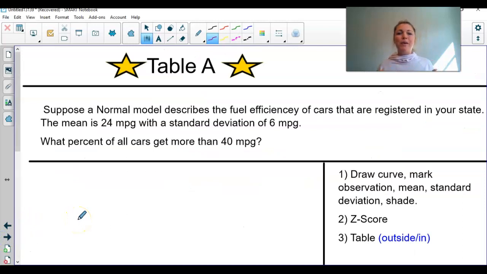Okay. Now we're wondering what percent of all cars get more than 40 miles per gallon. Same routine, guys. Okay. I'm going to pause the video right now. I'm going to do this all on my own without walking you through it. I want to see if you can do it as well. So pause and do step 1 for me.